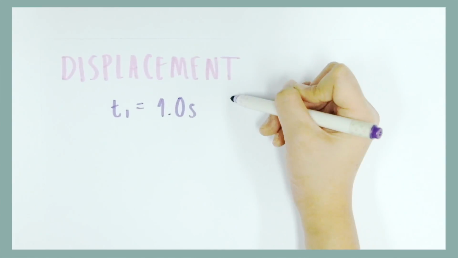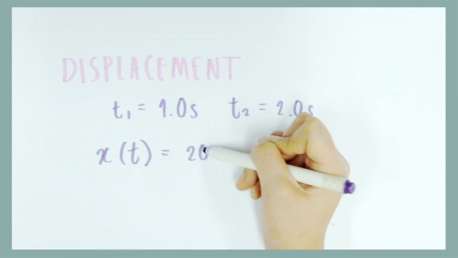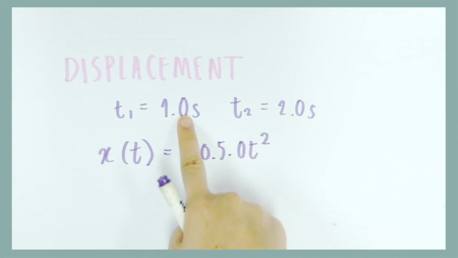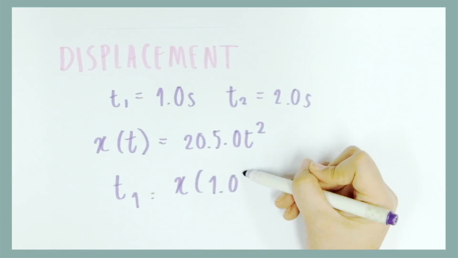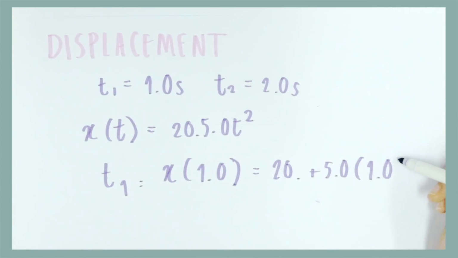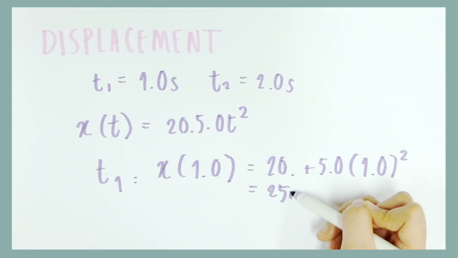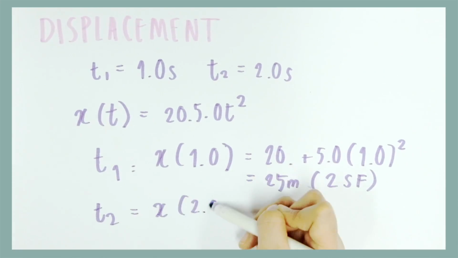For A, we can find the cheetah's displacement by simply substituting t with t1 and t2 in the equation. Then, do the same for t2.